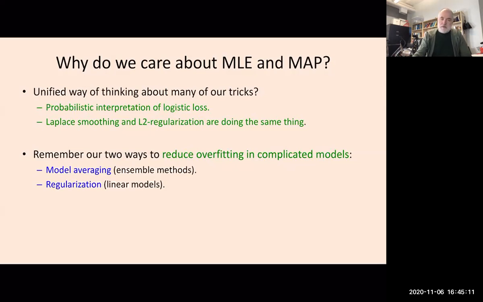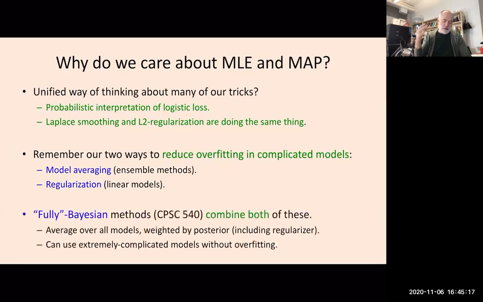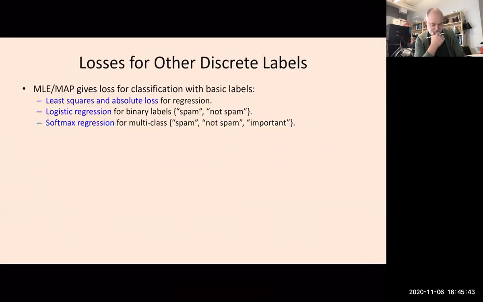And this MAP thing is related to a couple of different ways of reducing overfitting in complicated models, averaging and regularization. Unfortunately, this requires fully Bayesian thinking, where you average over the models weighted by their posterior probability. This does allow you to use really, really complicated models and not have to worry about overfitting at all, which is cool. And that's what's in 540, 440, and my course 532M or whatever it is. I have no idea. But if you're interested, you should come join us. We'll talk about these things.